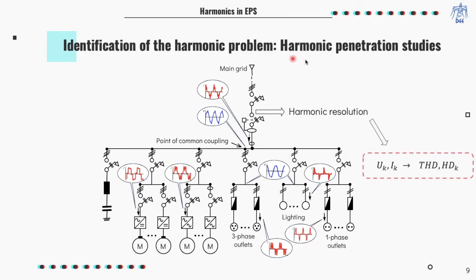The second procedure is from harmonic penetration studies. To do this, the electric installation must be modeled and the harmonic voltages and currents determined by the numerical resolution of the harmonic problem. The result of this harmonic resolution provides the harmonic voltages and currents in order to determine the total and individual harmonic distortion. By comparing this distortion with the harmonic limits, we can obtain the corresponding diagnostic. This approach will be explained in the next videos.